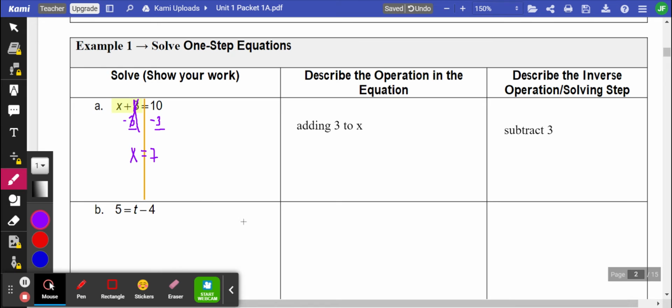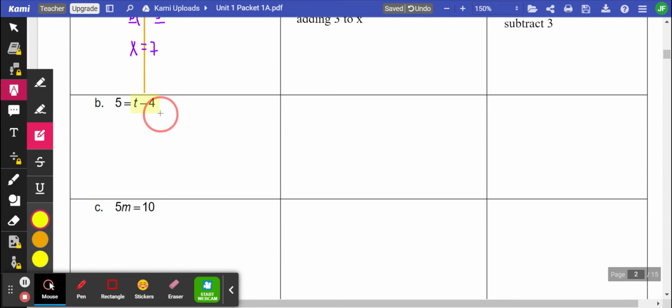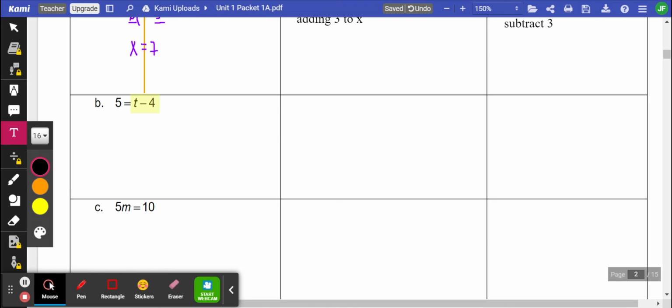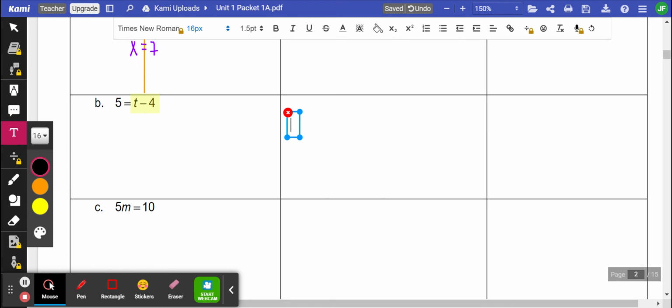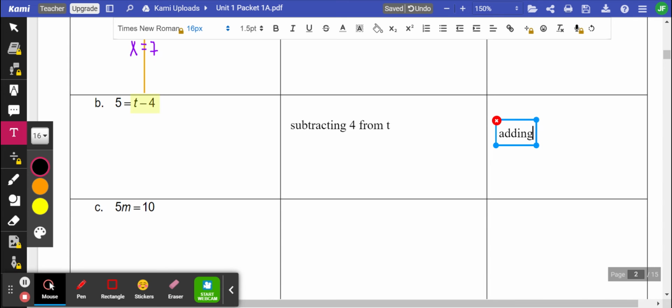Let's go ahead and do that with the next one. Again, when I'm looking at the description, I'm looking at the side with the variable. In this case, the variable is actually on the right side of the equation, which tends to throw students off. So always look for that variable first. If I were to describe what's happening, we are subtracting 4. So the opposite of subtracting 4, the inverse of subtracting 4, is adding 4.